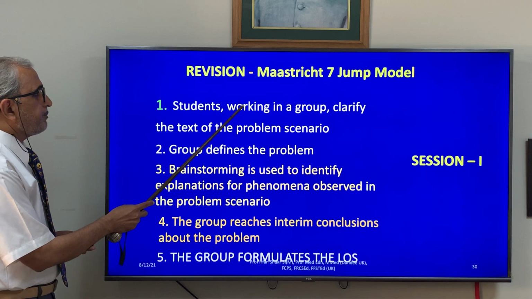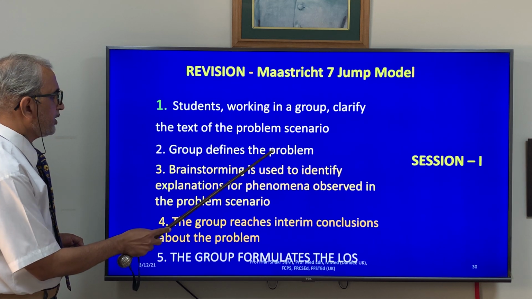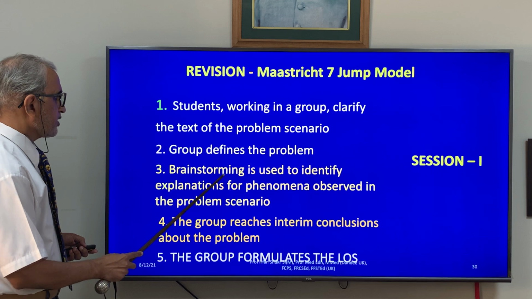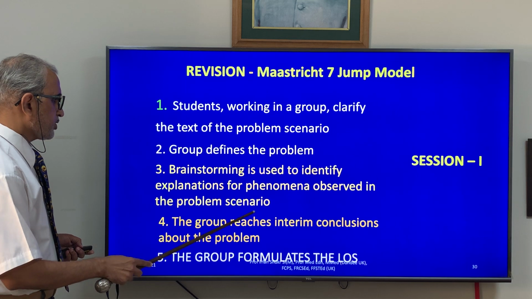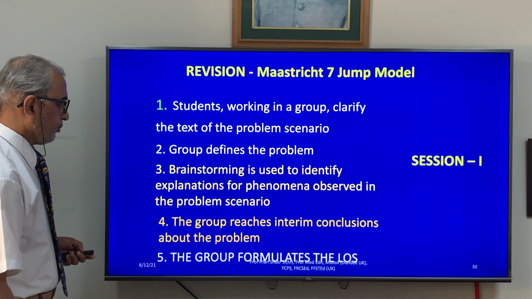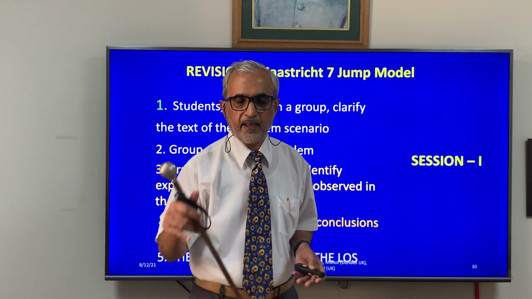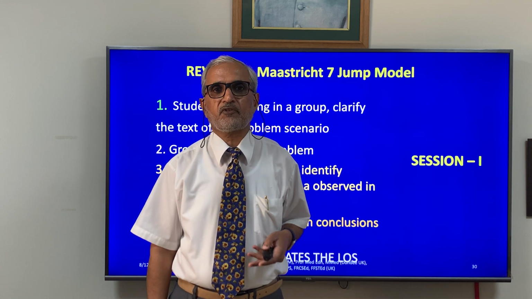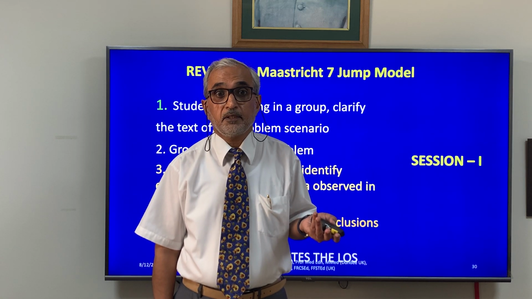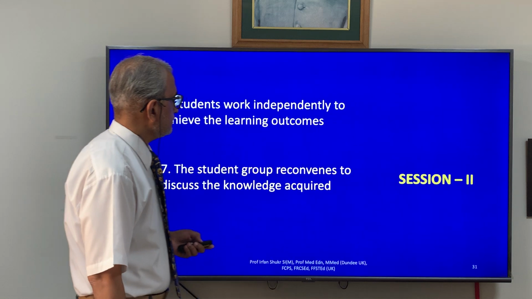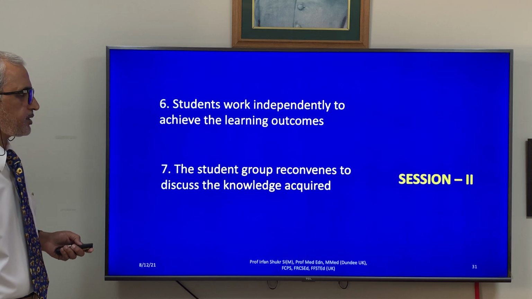Just revising, in Maastricht's 7 jump model, students working in a group clarify the text of the problem scenario, the group defines the problem, brainstorming is used to identify explanations for phenomena observed in the problem scenario, the group reaches an internal conclusion, and the group formulates learning outcomes. So the purpose of session 1 is that at the end, the students should themselves generate the learning objectives from this clinical scenario, what they want to learn in fact. Then obviously they are going to work independently in session 2, which I am going to discuss later on.